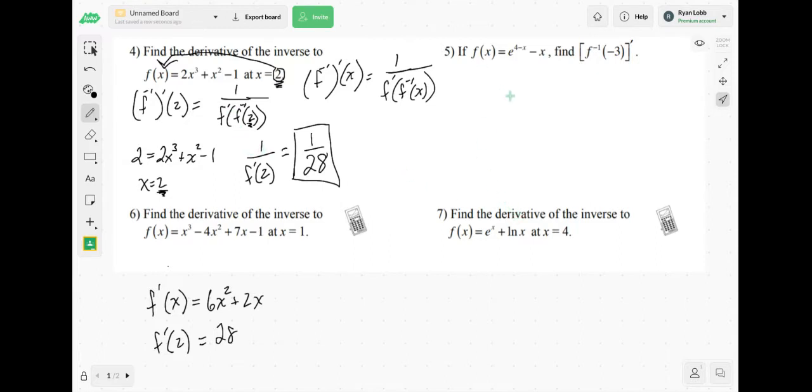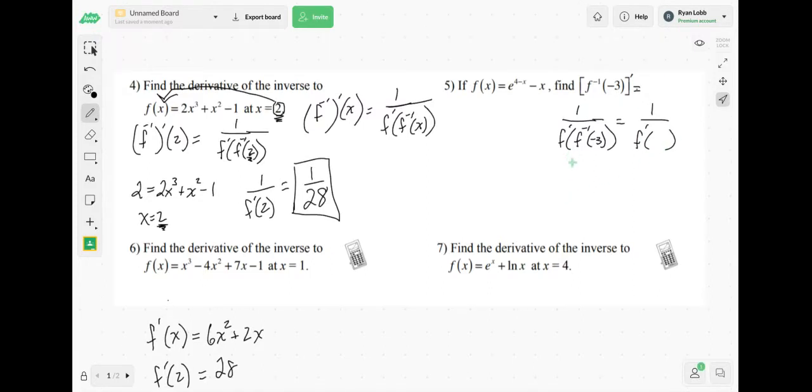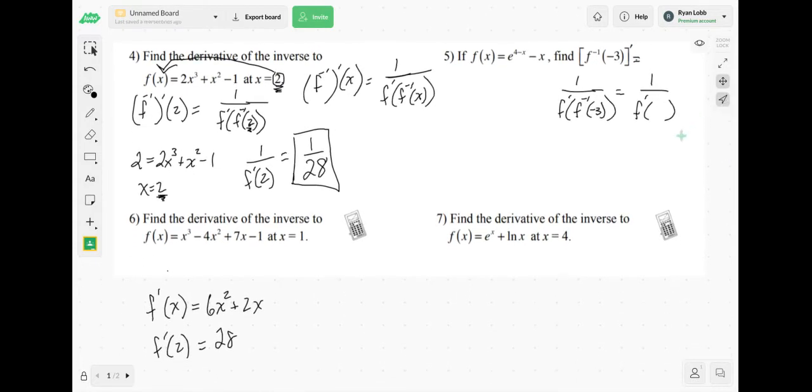Okay, so same thing. In order to find this, it's going to be equal to 1 over f prime of f inverse of -3, which is equal to 1 over f prime of something. We have to find that something. In this case, what is f inverse of -3? Well, if I plug -3 in here, that's not one I'm probably going to be able to find by inspection. So in this case, we'll go over to a calculator and look at a graph.